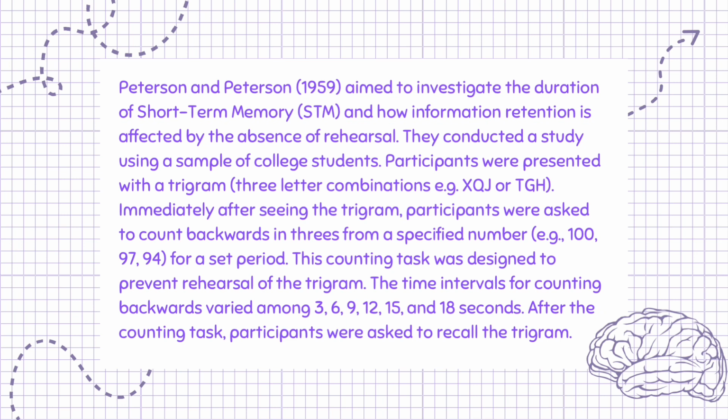Participants were presented with a trigram, a 3-letter combination, e.g. XQJ or TGH. Immediately after seeing the trigram, participants were asked to count backwards in threes from a specified number, e.g. 100, 97, 94, for a set period. This counting task was designed to prevent rehearsal of the trigram. The time intervals for counting backwards varied among 3, 6, 9, 12, 15, and 18 seconds. After the counting task, participants were asked to recall the trigram.